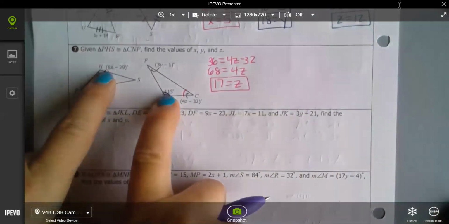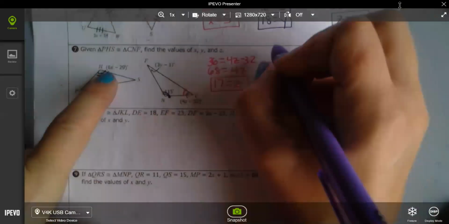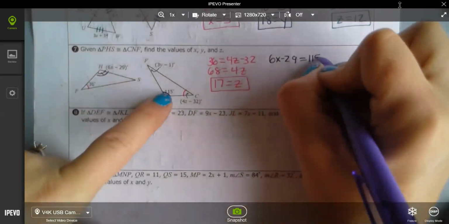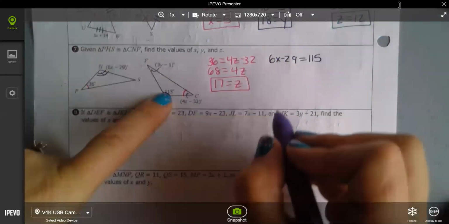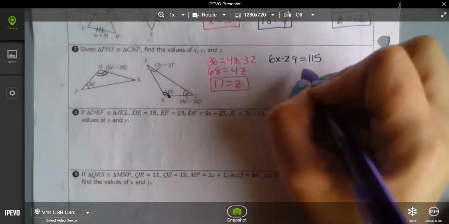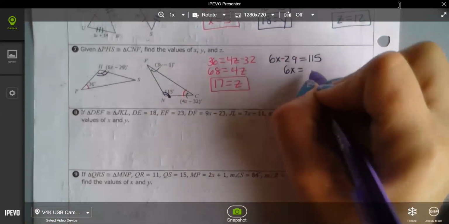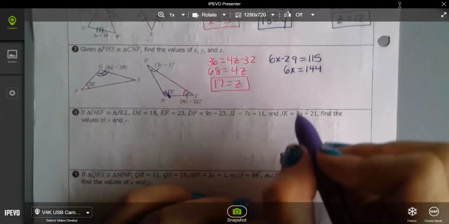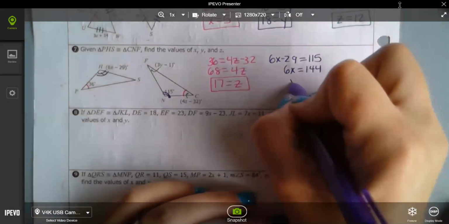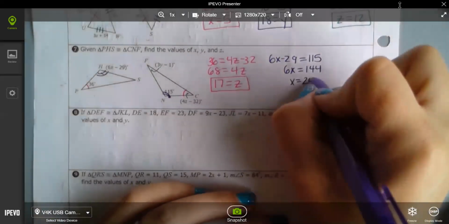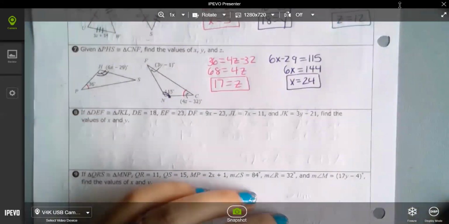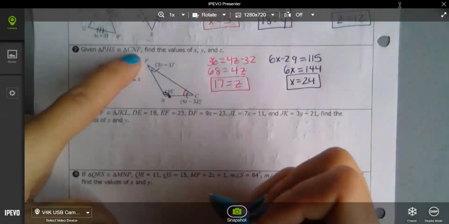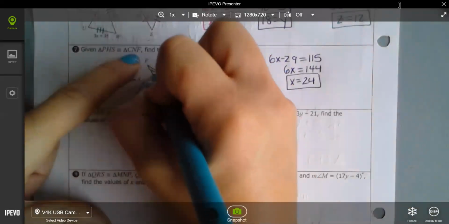There's your next equation. Those two things equal each other. So we write that 6x minus 29 is equal to 115. Now I'm adding 29 on both sides. What's that, 144? And then dividing both sides by 6. 144 divided by 6 is 24. And then last letter, angle S, has to go with angle F.